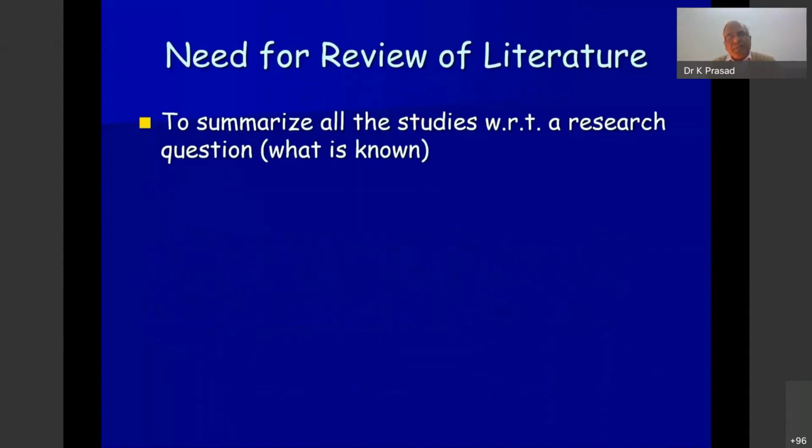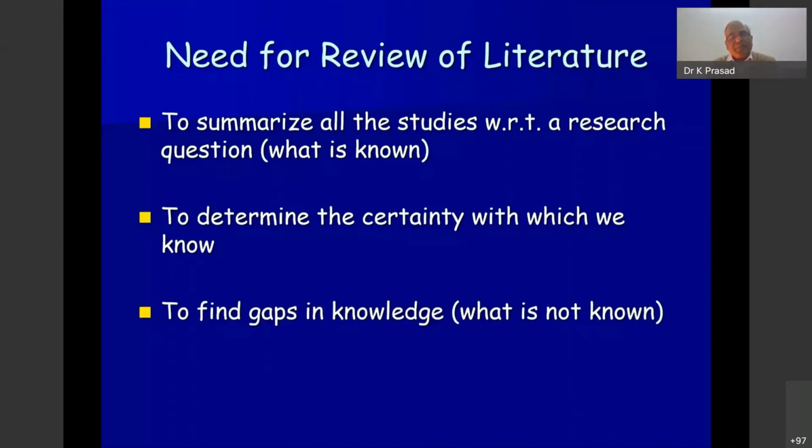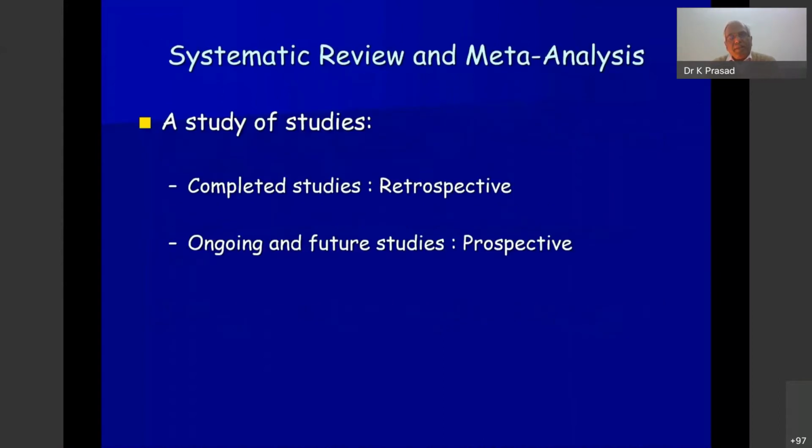So the need for reviewing literature is, I think, quite obvious to you. You come to know what is known. You also come to know how certain we are with what we know, and what are things which we don't know, so that more research can be conducted in that area. Now, remember, systematic review or meta-analysis can be done on completed studies, but it can also be done on ongoing studies and future studies. Now, you will wonder how it is possible, but nowadays it is possible, because certainly all randomized trials have to be registered.